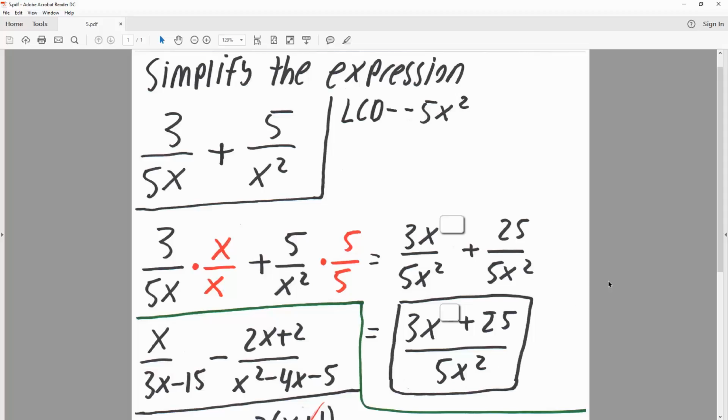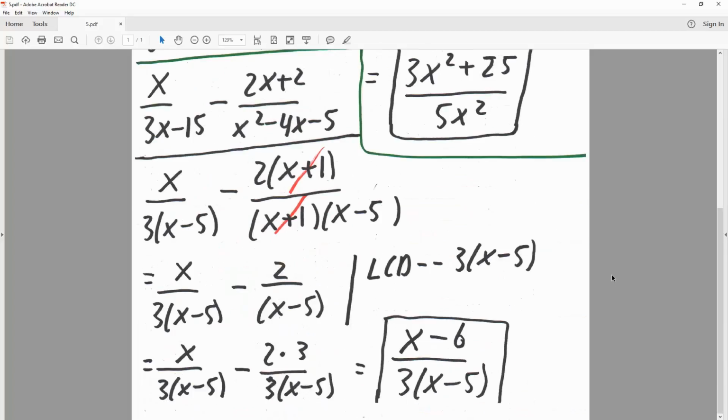And now we will do the second problem. So in this problem we have x divided by 3x minus 15 minus 2x plus 2 divided by x squared minus 4x minus 5. So the first thing that we can do is factor the denominators. So we would get x divided by 3 times parentheses x minus 5. 3 times parentheses x minus 5 is 3x minus 15.